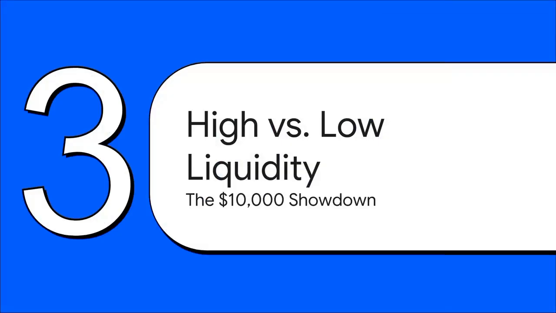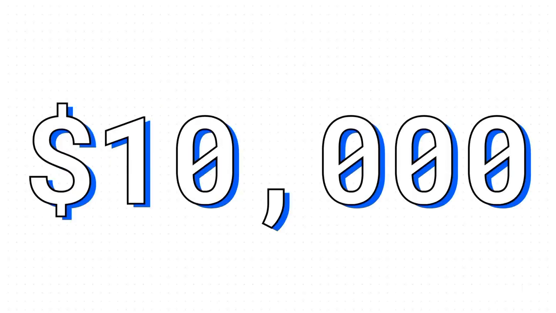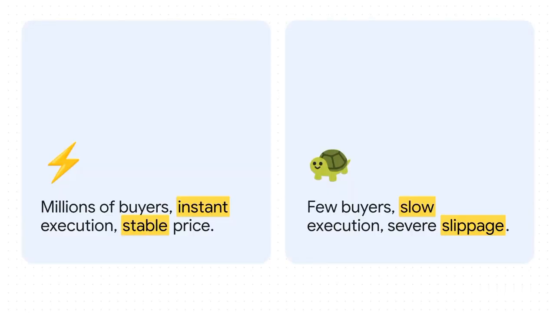Let's look at part 3, high versus low liquidity, the $10,000 showdown. I want you to imagine a really specific scenario with me. Picture two different traders. Both of them are trying to offload exactly $10,000 worth of cryptocurrency at the exact same second. They both hit that sell button simultaneously on their exchanges. And this brilliantly illustrates the divide between these two types of markets.